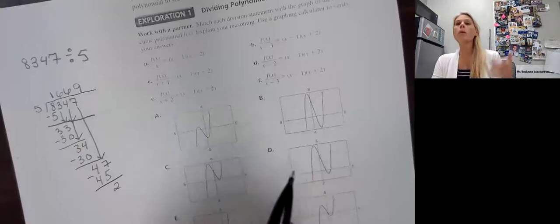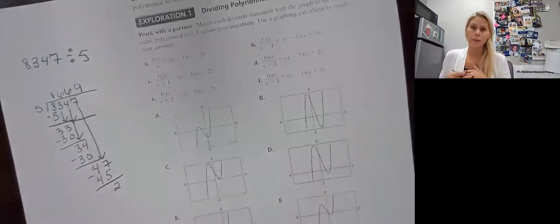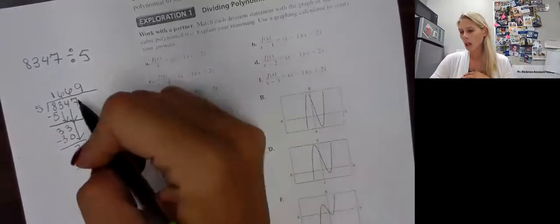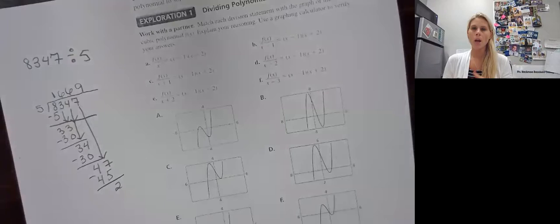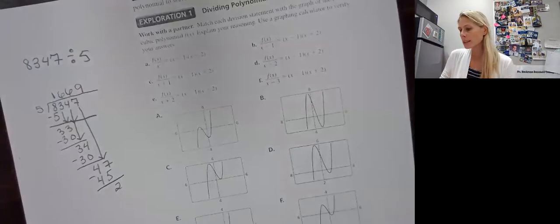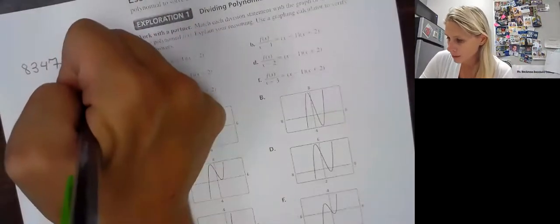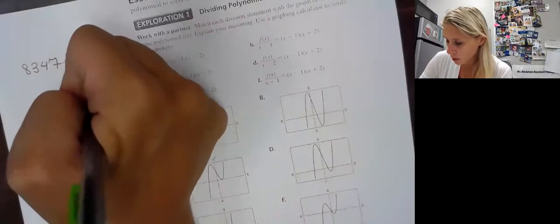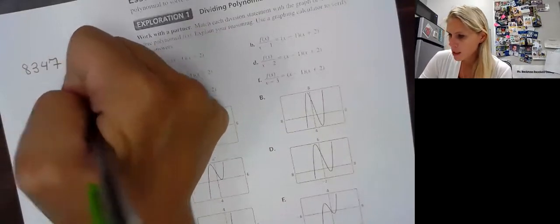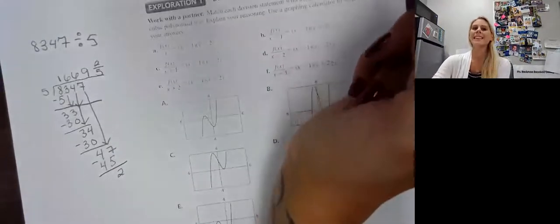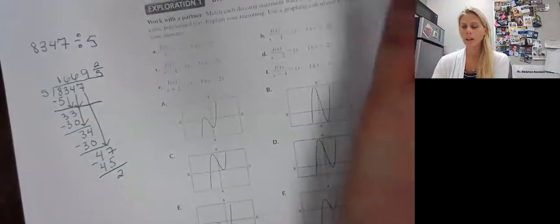Now, when we were younger learning division, we would just put R2 for remainder 2. But then as we got more sophisticated in our mathematics, we started to put that as 2 over what we were dividing by. So 1,669 and 2/5. Okay, that was our steps for long division.